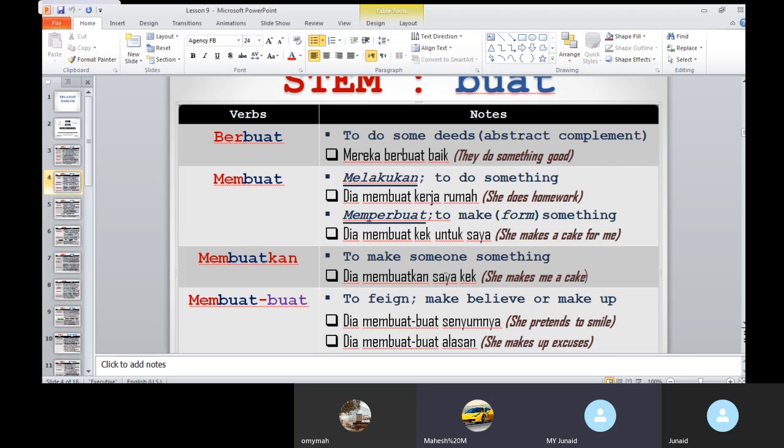In spoken Malay, we barely use this form. We normally use this one, membuat. But we don't say membuat. We just say buat. That's easy. So you don't have to worry about other conjugations.